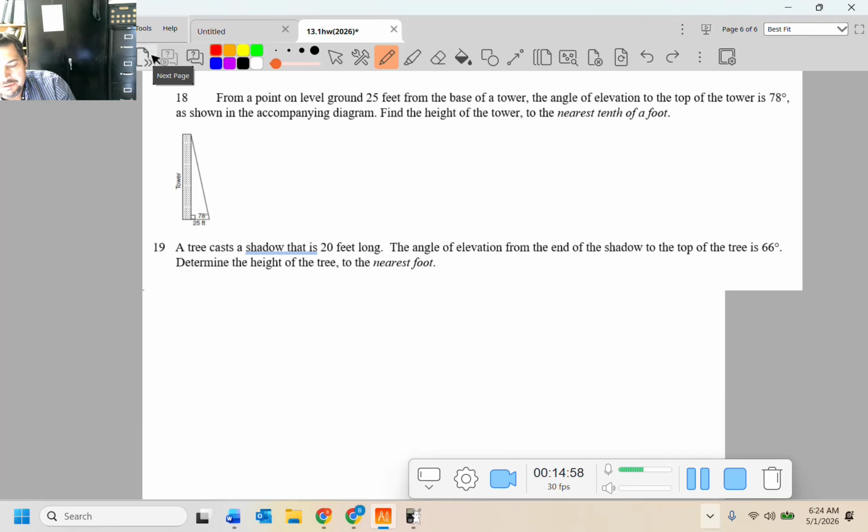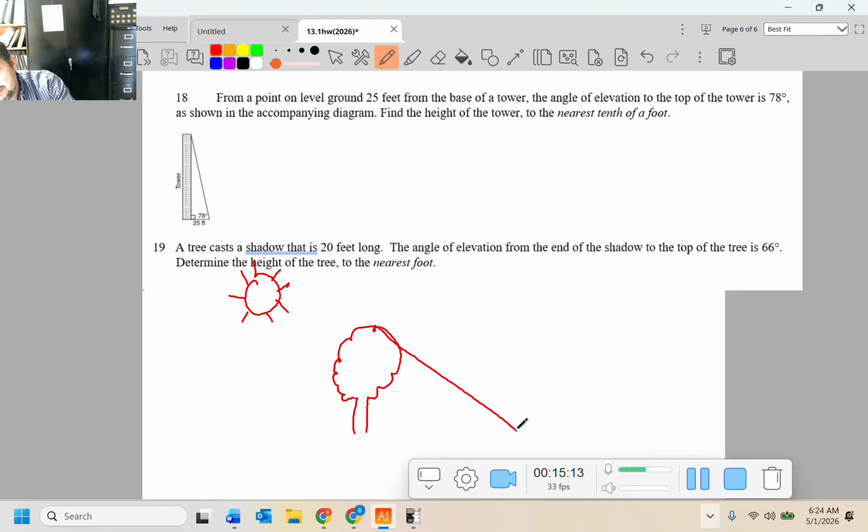All right, last one I'm going to do, number 19. The tree casts a shadow that is 20 foot long. So here's my beautiful tree. Shadows are created with sunlight, right? And the shadow would lie on the ground. So there is a 20-foot shadow of a tree on the ground. The angle of elevation from the end of the shadow to the top of the tree is 66 degrees. That would go right here. This is the angle of elevation. Determine the height of the tree to the nearest foot. Well, we'll just call that x. We could call it h, whatever you want.